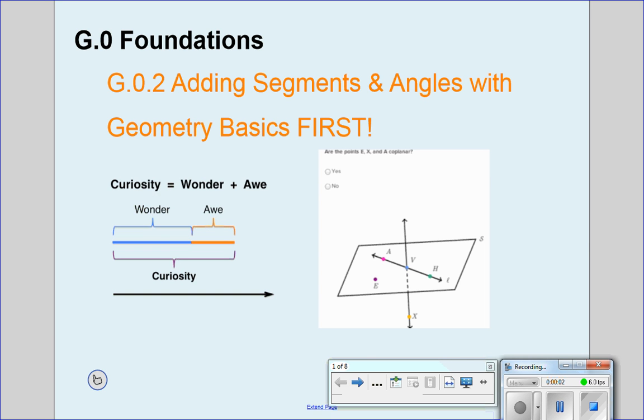Hey everybody, this is Mr. Munson and we are in Foundations. This is the G.0 unit, right? And so this video is going to cover concept number 2, which is adding segments and angles. But we're going to first talk and remind ourselves of some basic geometry. Let's go ahead and get started.